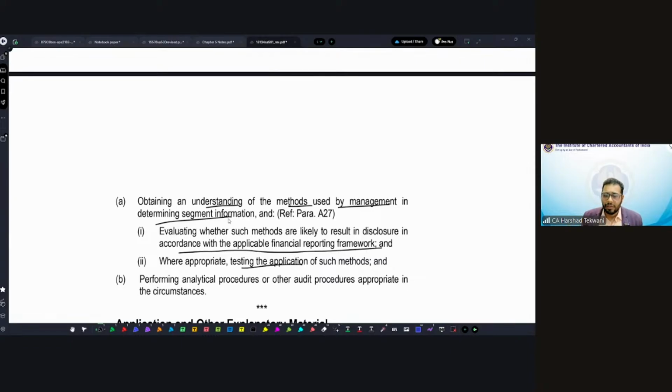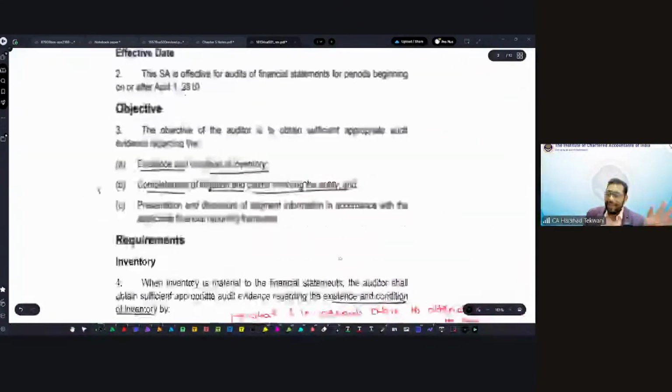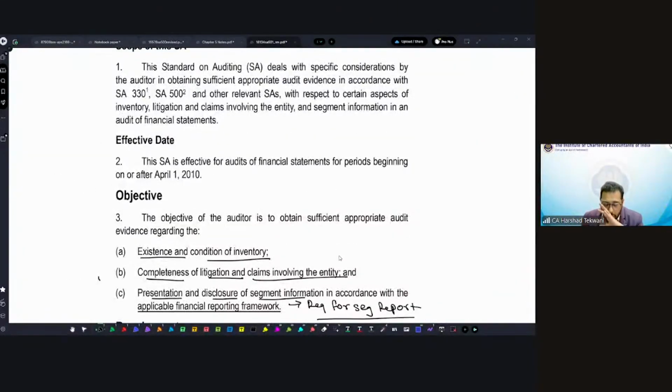Is it appropriate? And if required, perform other audit procedures which are appropriate in the circumstances to validate whether the presentation and disclosure prepared by management is in line with the applicable financial reporting framework or not. Simple. So that is your presentation and disclosure of segment information. Straightforward. No doubt, no complexity involved.